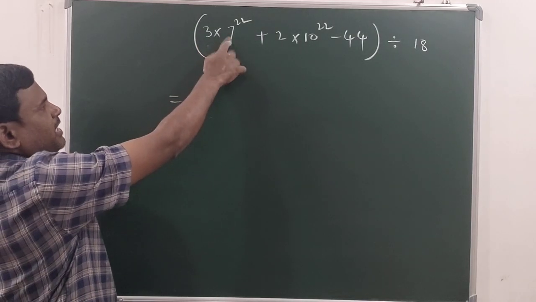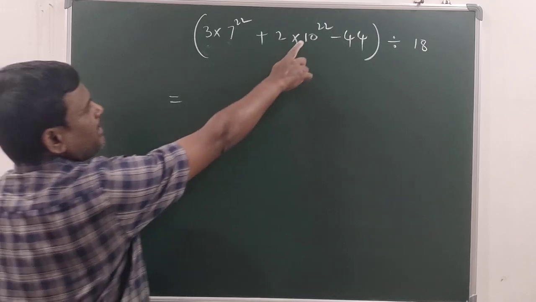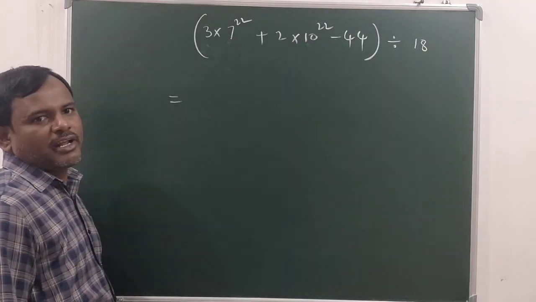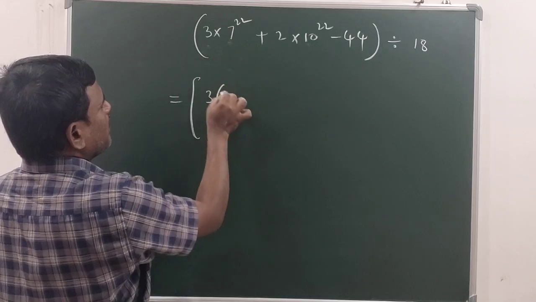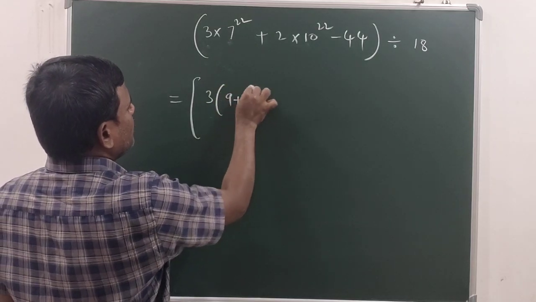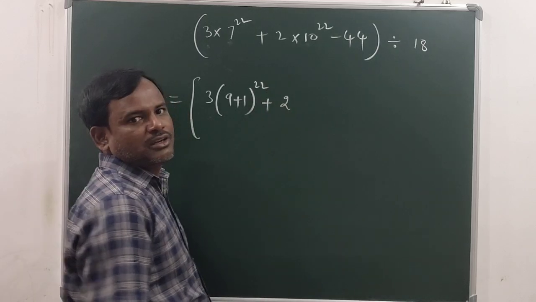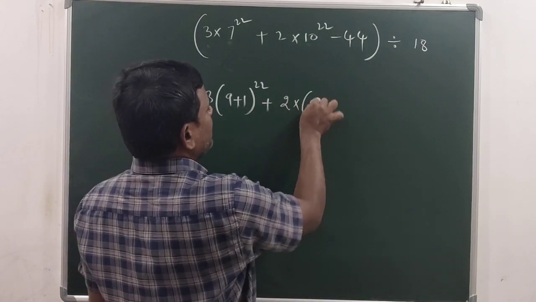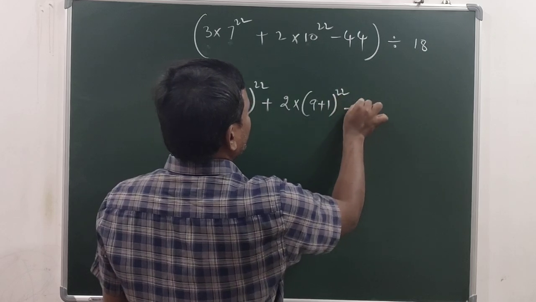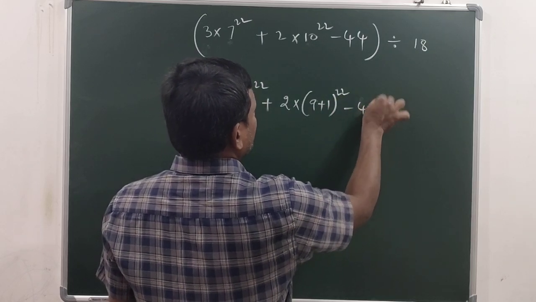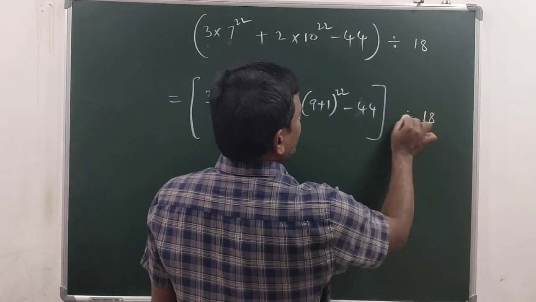So here 3 is there, here 7 is there. 7 you can write as 9 minus 2, here you can write 9 plus 1. So I would like to write 7 as 9 plus 1, whole power 2022. So 2 into this 10, I would like to write as 9 plus 1, whole power 2022, minus 44, divided by 18.